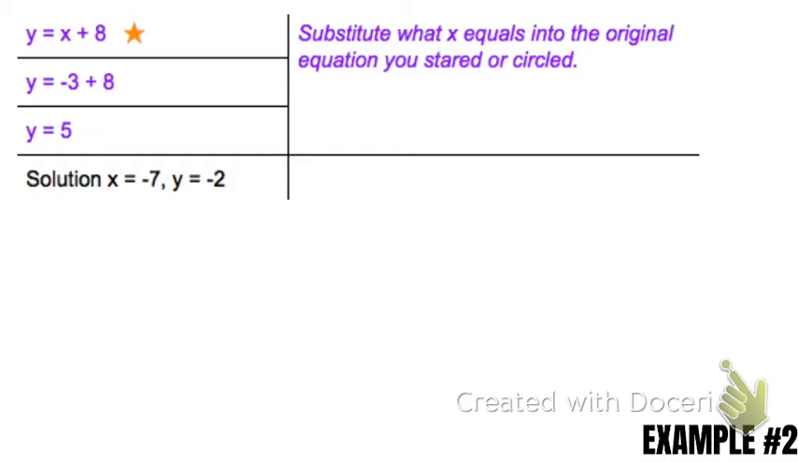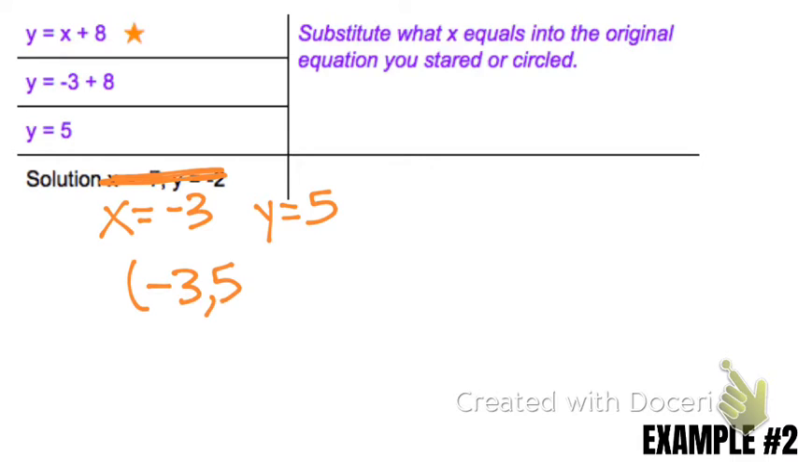and then -3 plus 8 is 5. So my solution, I'm sorry, there's a typo here. My solution is that x equals -3 and y equals 5. Or you can write it as the point (-3, 5). This is a solution to both of those equations in that system.